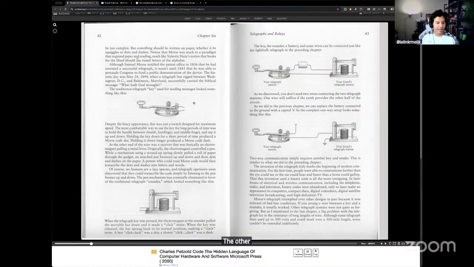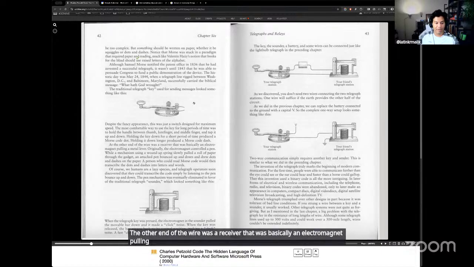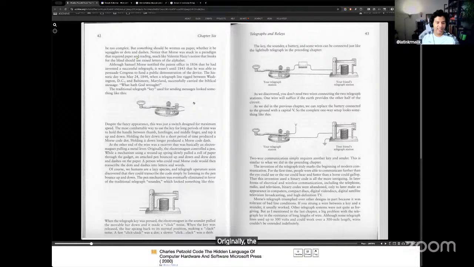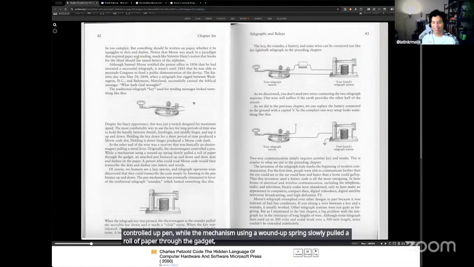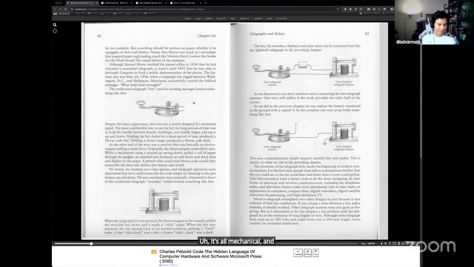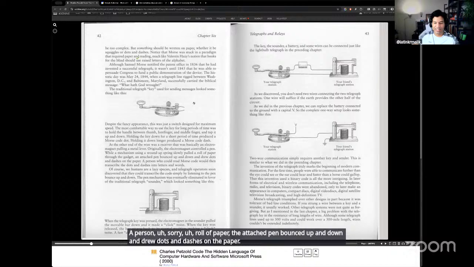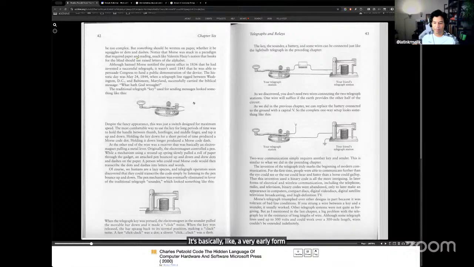The other end of the wire was a receiver that was basically an electromagnet pulling a metal lever. Originally, the electromagnet controlled a pen, while a mechanism using a wound-up spring slowly pulled a roll of paper through the gadget. It's all mechanical and it's all manual. The attached pen bounced up and down and drew dots and dashes on the paper. It's basically a very early form of printer.